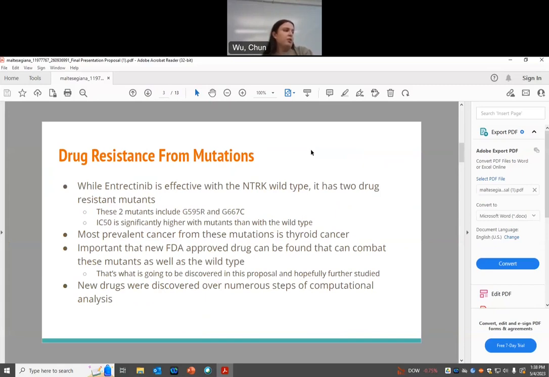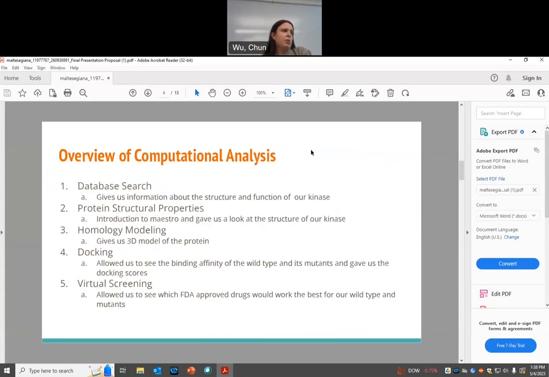And it's important that new FDA-approved drugs can be found that can combat these mutants as well as the wild type, and hopefully be further studied. New drugs were discovered over numerous steps of computational analysis. So this is just an overview of what we did over the past weeks of dry lab.